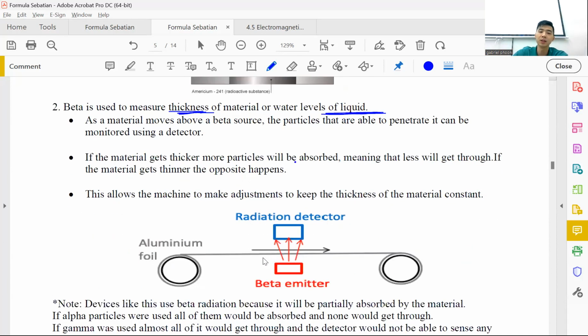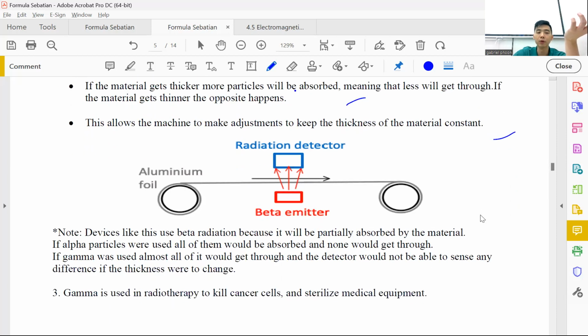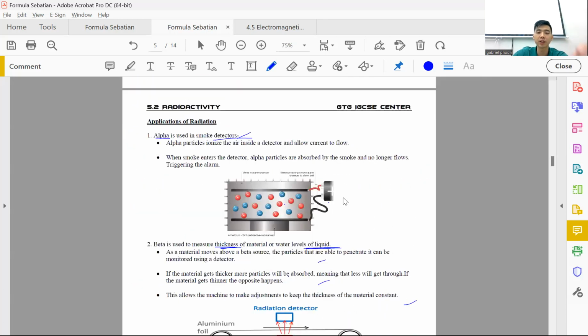Like for example, this thickness here, it's the same application. It's a bit hard to explain, but please read through it. Or if you want, I can show you a video later on if you don't understand. But please read through this page, guys.